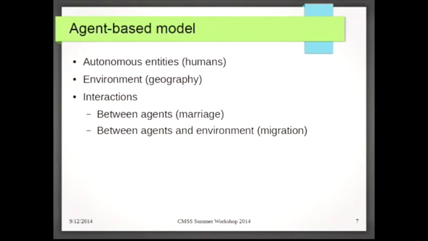And we have interactions between agents, that is, men and women will marry and form families, and between agents and the environment for the migration, because we have villages with a limited amount of room, and the agents will have to move where there is some space.